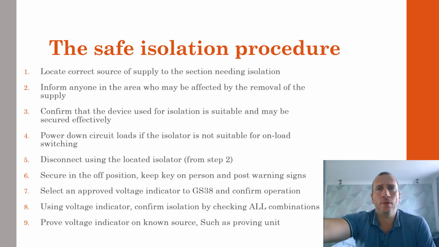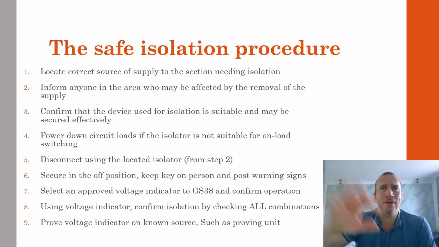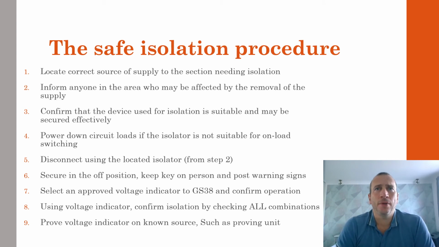Using the voltage indicator, step 8, you're to confirm the isolation, checking all combinations, probing the low voltage side first. In a single phase system, you would take the first probe to the earth and neutral, then the earth and live, and then the live and neutral. For a three-phase system, there's a longer process. You must test between all live conductors.